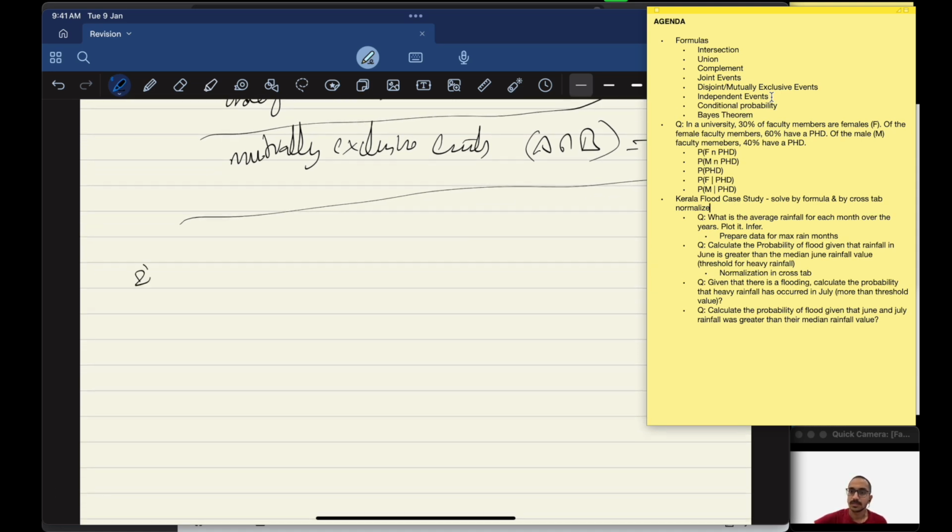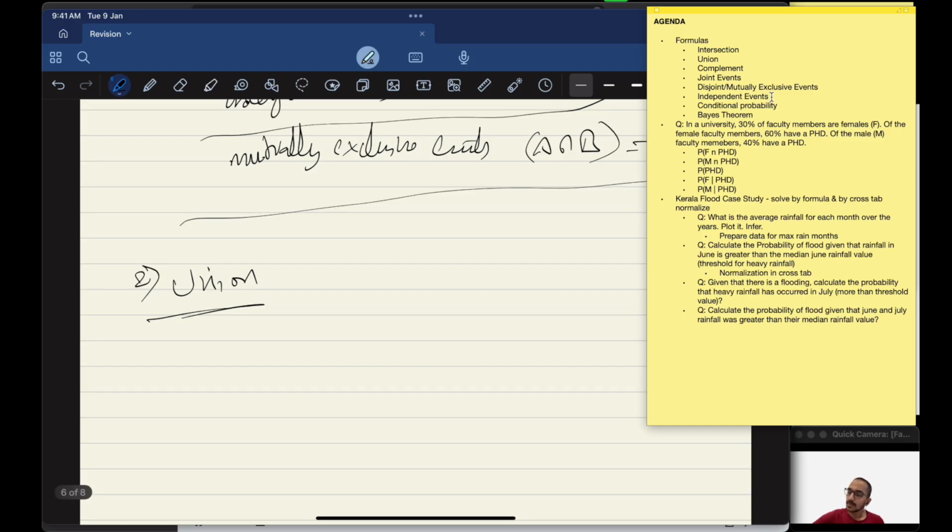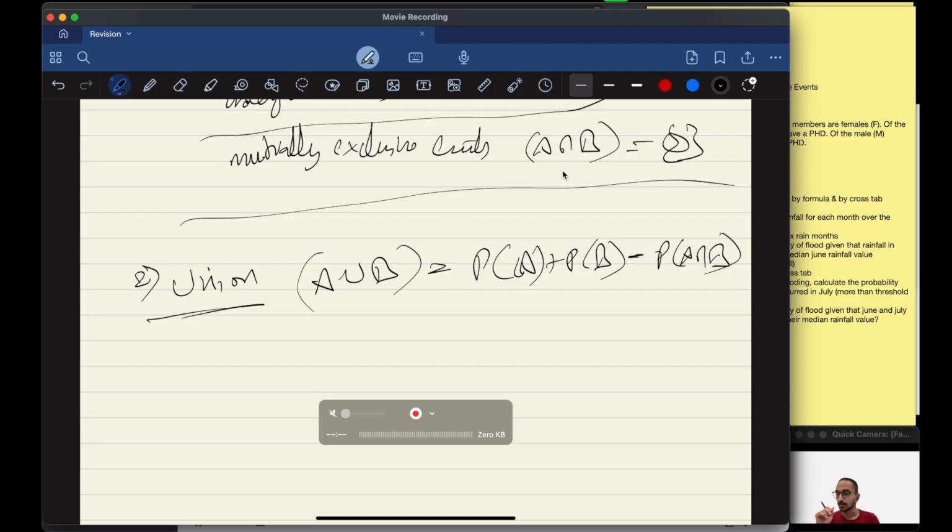So that's about intersection. Then union. Union is basically the event can be either in set A or set B or both, right? So the formula will be A union B, P of A plus P of B minus P of A intersection B. We remove A intersection B because we want to get rid of the double count, right?